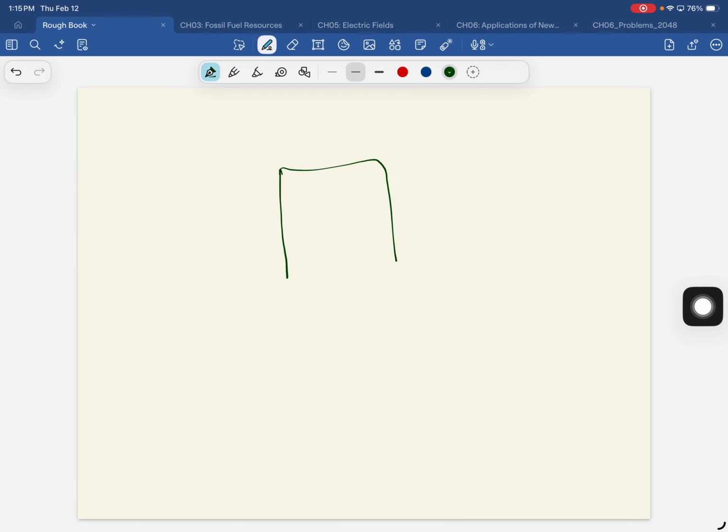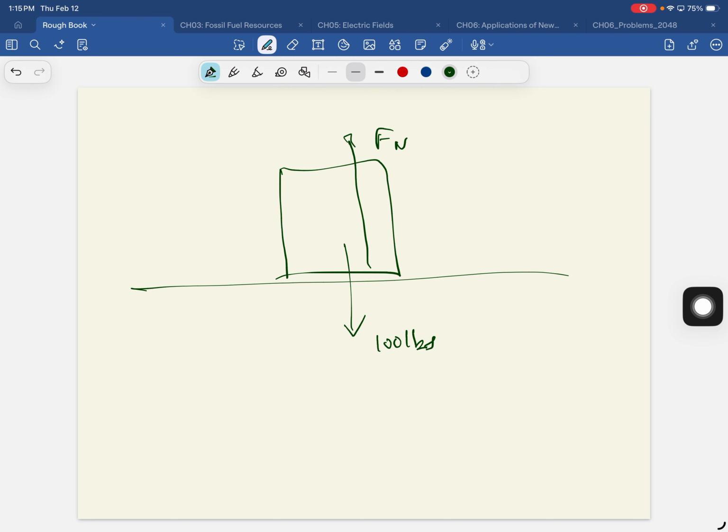Let's say we have a block of rubber. Its weight is 100 pounds. Even though it's not an SI unit, we'll do that. And so the normal force is what? It's 100 pounds. We're going to apply a force and try to get it moving.